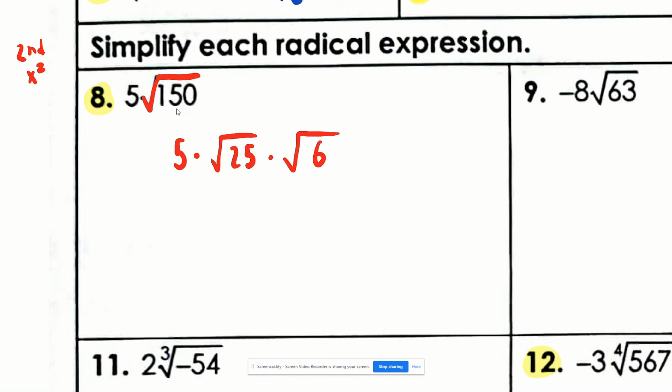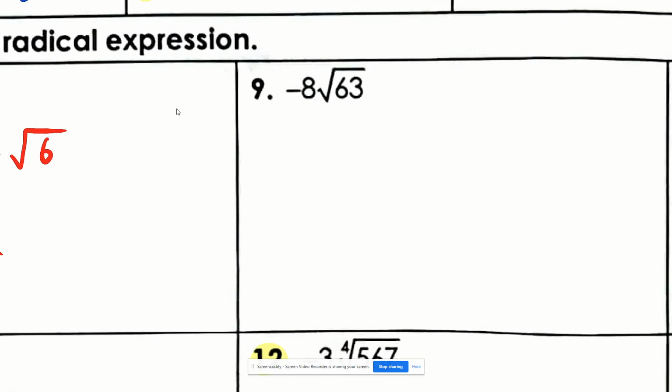So because 25 is a perfect square, like we said, that gets to escape the radical as a whole number 5. So now I can multiply 5 by 5 and I get 25. And then, of course, the square root of 6 stays trapped inside, and that has reduced down to 25 times the square root of 6. Okay? Very simple. I hope that you guys remember that.